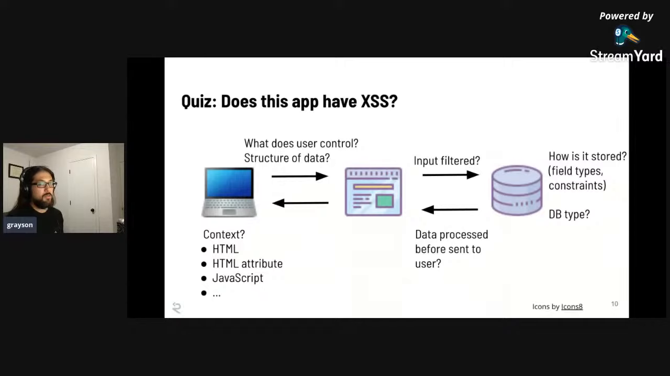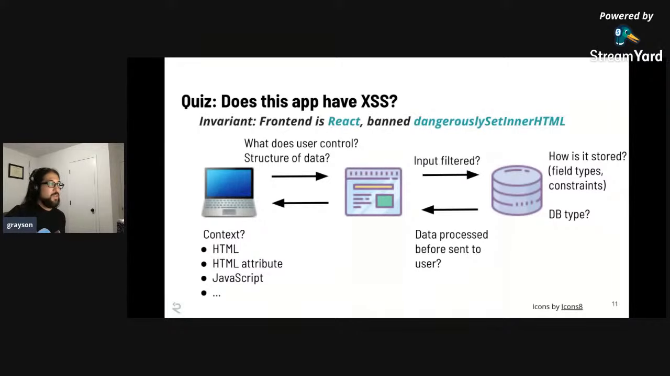Then, between the app and the database, is that input sanitized or filtered in some way? Then in the database, how is it stored? What are the types that it's stored as? Is it an integer? Is it a string? When it comes out of the database, is it sanitized? Is it encoded in some way? And then when it gets rendered on the page, what context is it being rendered in? Is it in HTML, or is it in an HTML attribute, because the safe characters are different in an attribute than in regular HTML, or is it in JavaScript, because the safe characters are different there too? So you have to be able to answer all these questions in order to answer the question, does this app have XSS, which is a lot.